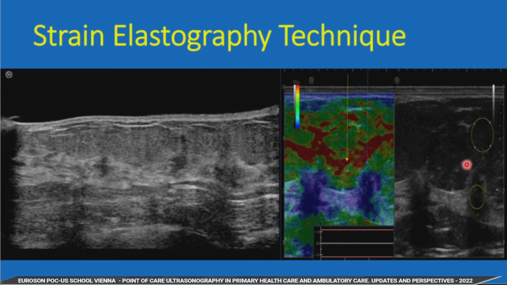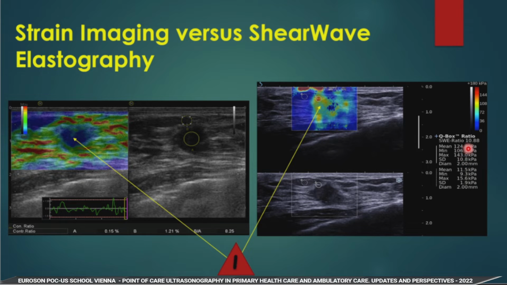You have to know that you have 2 techniques: the strain, external constraint, and the shear, internal propagation of the waves. And the Hitachi Japanese company was the first original pioneer, and they created the blue for a very suspicious lesion.